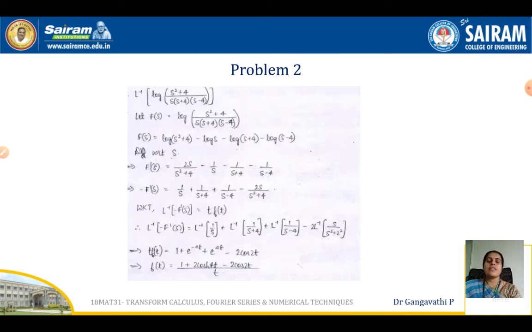Find f dash of s. Whenever there are logarithm terms, it is always better to use the differential property to find the inverse Laplace transform of the given function. So we are finding f dash of s here. F dash of s for the first term, log of s square plus 4, is 1 divided by s square plus 4 into 2s, which we have written. Differentiation of log s is 1 by s. Differentiation of log of s plus 4 is 1 by s plus 4 into 1. Differentiation of log of s minus 4 is 1 by s minus 4 into 1. So f dash of s gives us this expression.